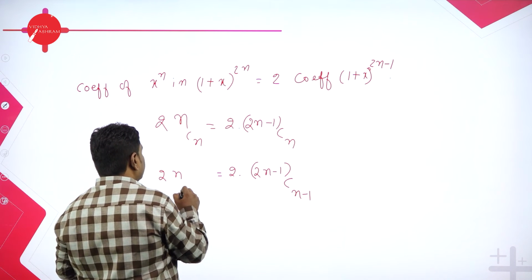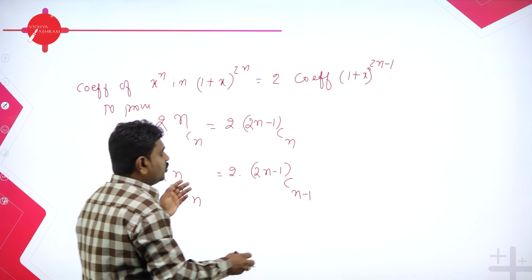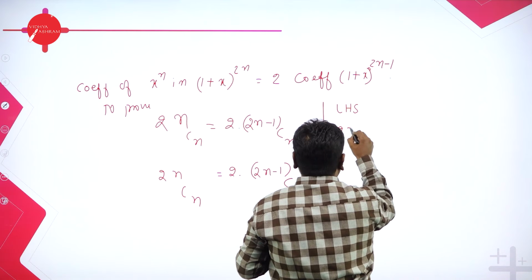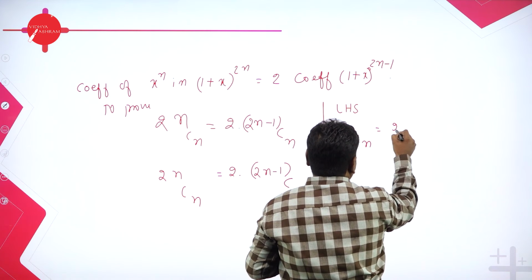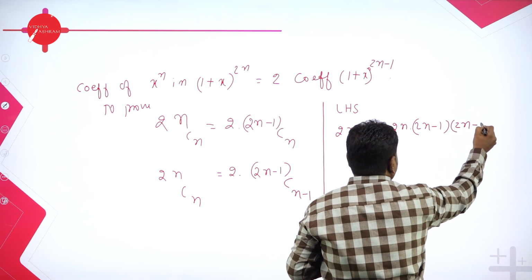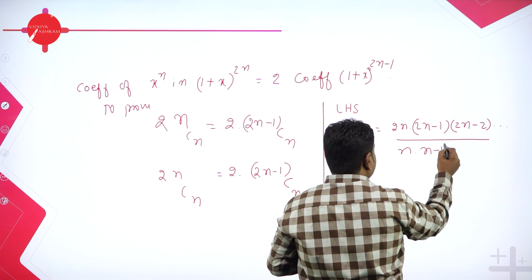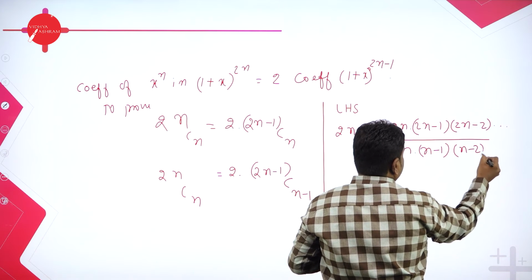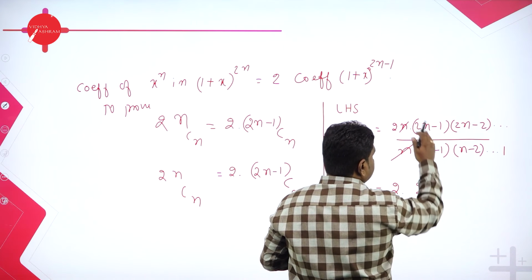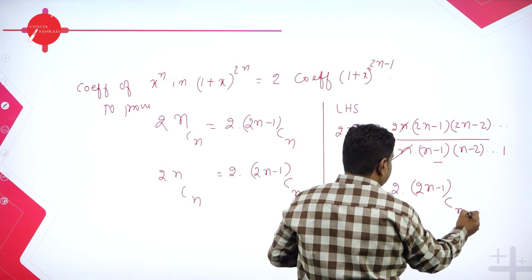So to prove, first you write what we need to prove. This is the thing we need to prove. Take LHS and arrive at RHS. Take LHS. What is LHS? 2n Cn. That can be written as 2n minus 1, 2n minus 2, and so on, divided by n minus 1, n minus 2, and so on till 1. So I can cancel n and n. This can be written as the remaining part, 2n minus 1 C, this beginning term n minus 1.